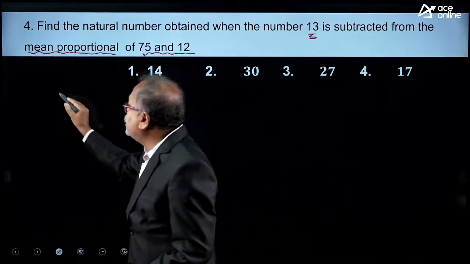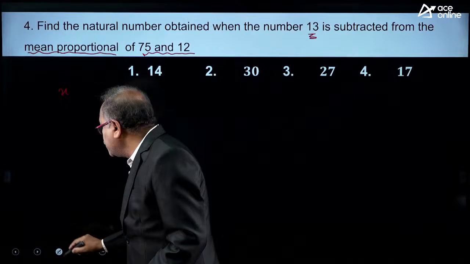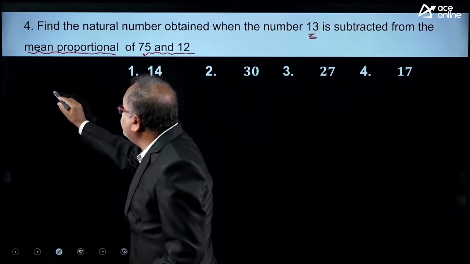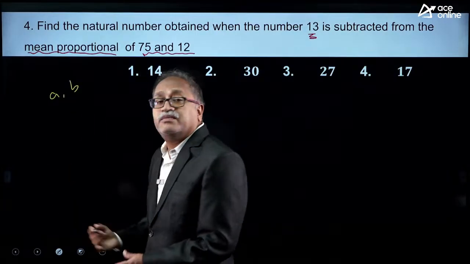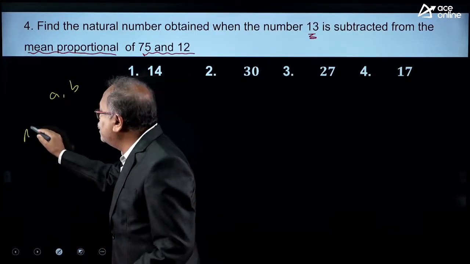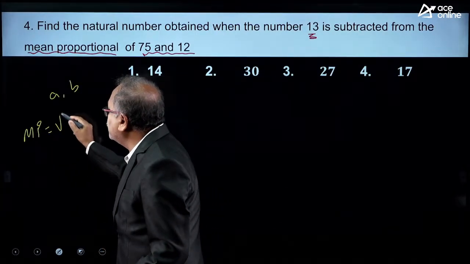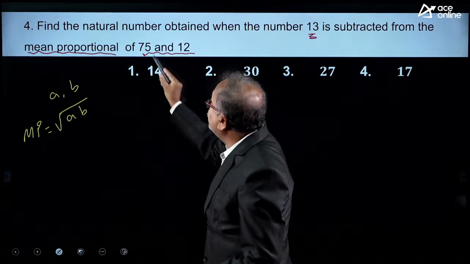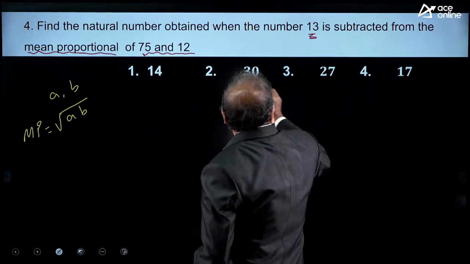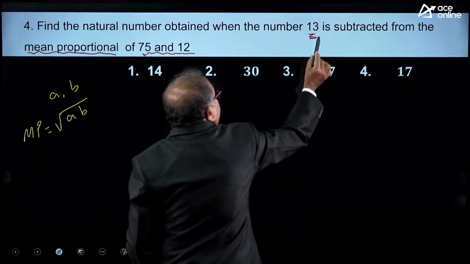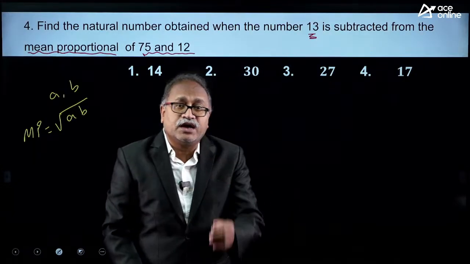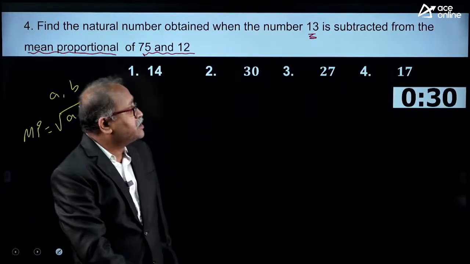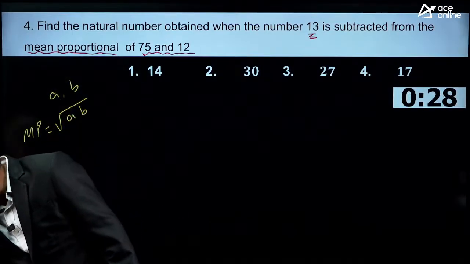We know what the mean proportion is. What is the mean proportion of A and B? If I give two numbers A and B, the mean proportion of A and B is nothing but the square root of AB. So I can find the mean proportion over here, and when I subtract 13 from the mean proportion, you get the answer, my dear friend. It is a so simple question. Can I wait for 30 seconds for your response? Come on.